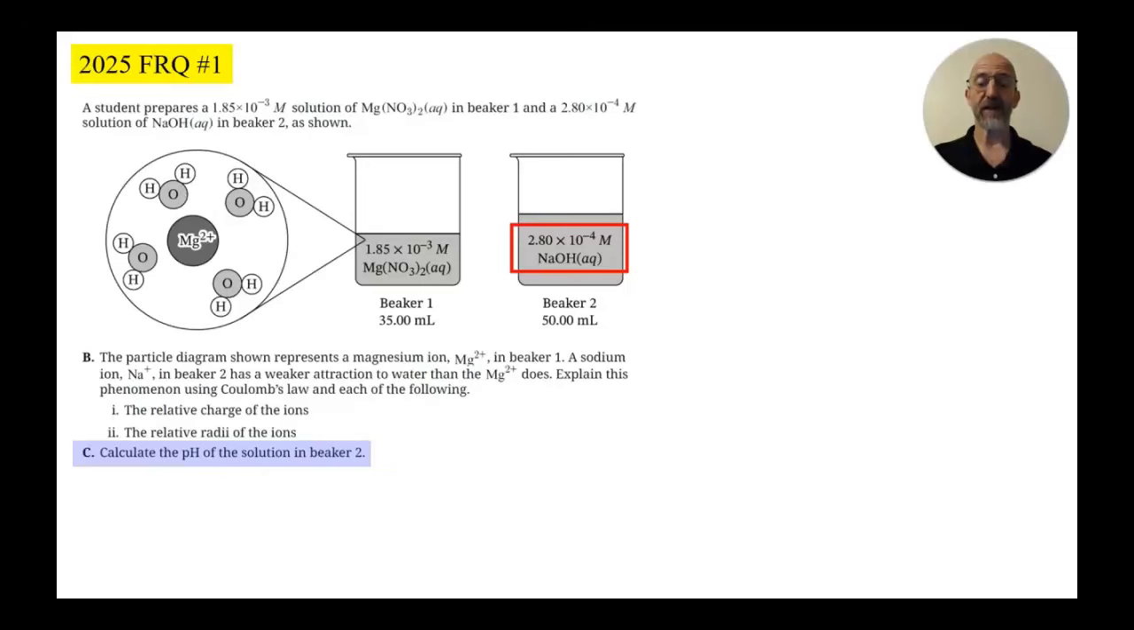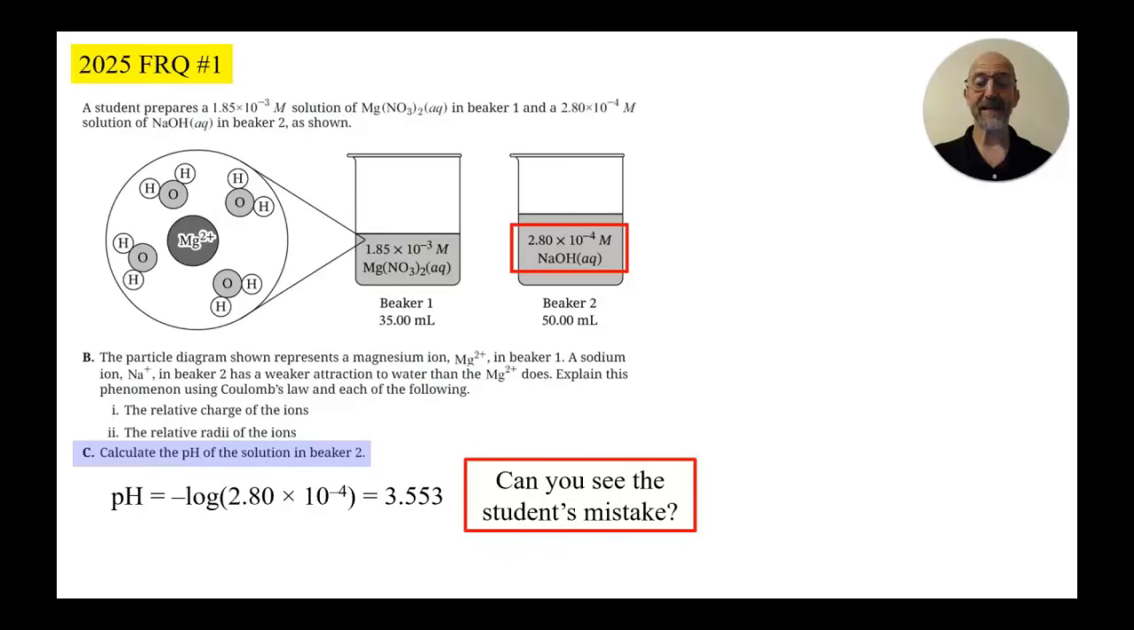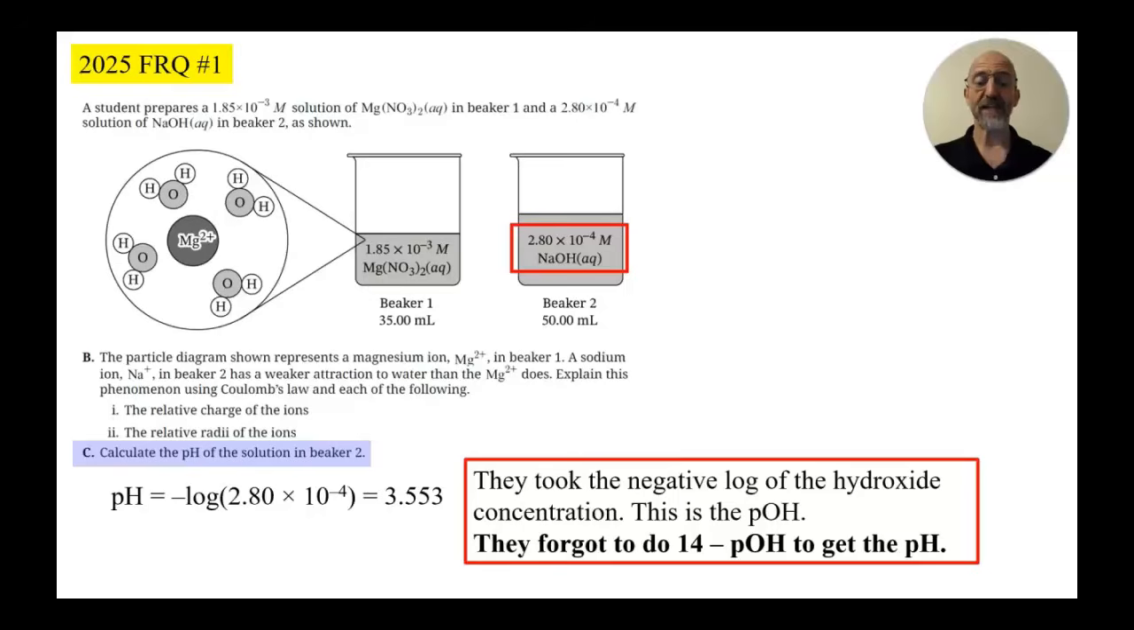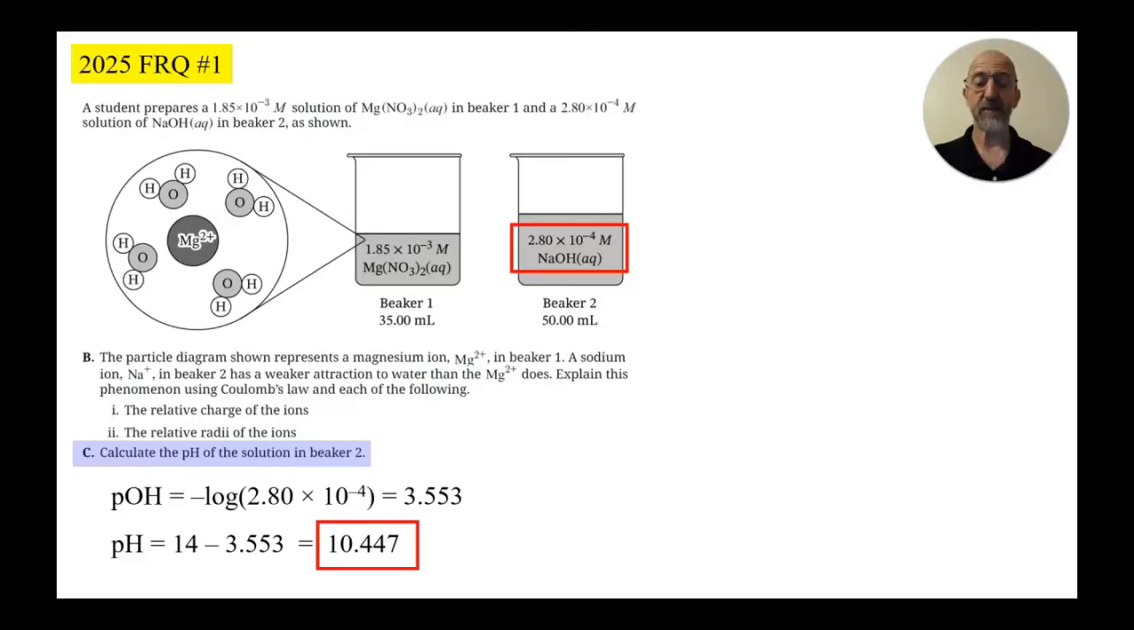So the student picked up their calculator and took the negative log of that number, and then they stopped. Now, if this were a strong acid, then a pH of 3.553 would be correct. But sodium hydroxide is actually a strong base, so their mistake is that they forgot to do that 14 minus pOH to get the pH. So the negative log of the concentration of the hydroxide ion in that beaker is 3.553, and then 14 minus the pOH will give us the pH. So the correct answer was not 3.553, but rather 10.447.